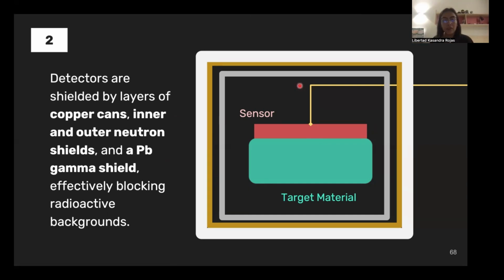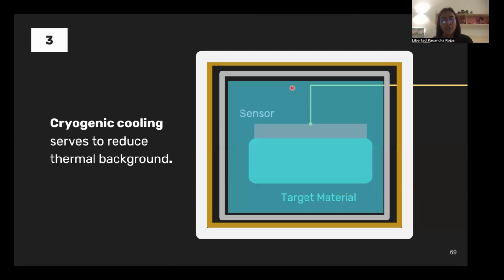Finally, the last layer of shielding is the fact that inside the shield, everything is cryogenically cooled. So everything is at very low temperature, at superconducting temperatures or close to superconducting temperatures. This is done in order to reduce thermal background, okay? So once again, we're trying to reduce another background, the thermal one. And those are the three main shields that are used.